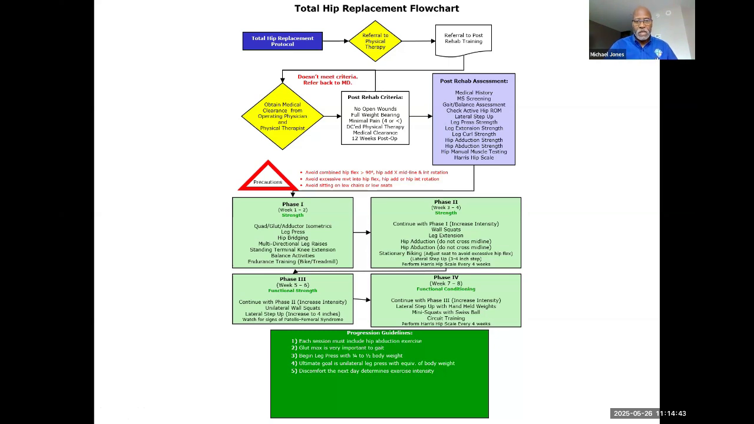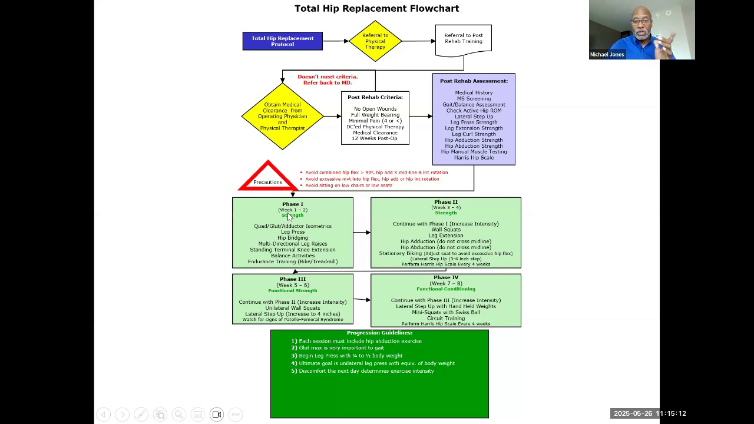Now, notice it says here we have precautions. Notice one of the precautions: avoid combined flexion greater than 90, adduction across midline, and internal rotation. Second one, excessive hip movement into hip flexion, adduction, or internal rotation and adduction. And then lastly, avoid sitting on low chairs or low seats. Those are our precautions. Next, now we get into the phases.